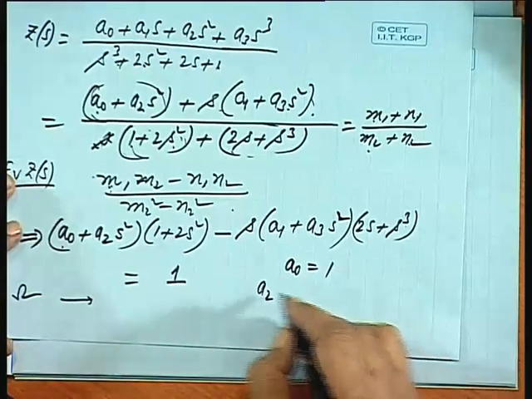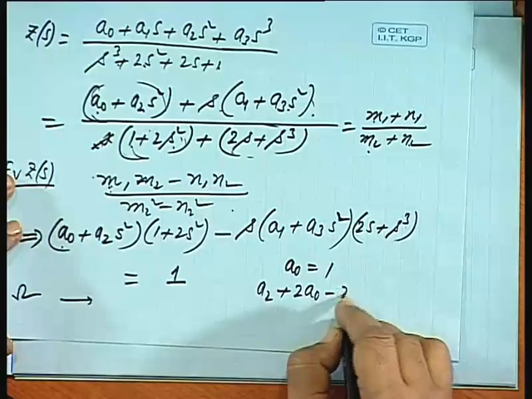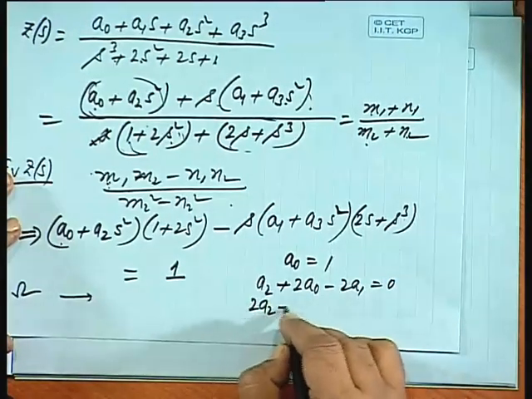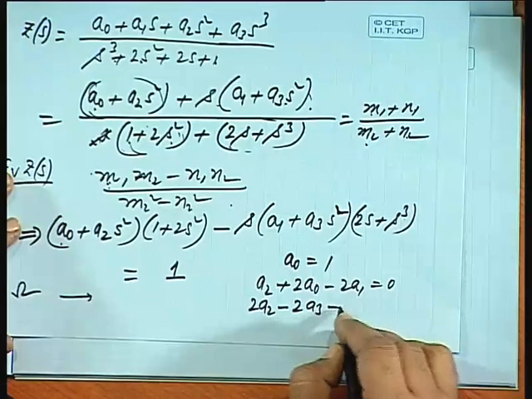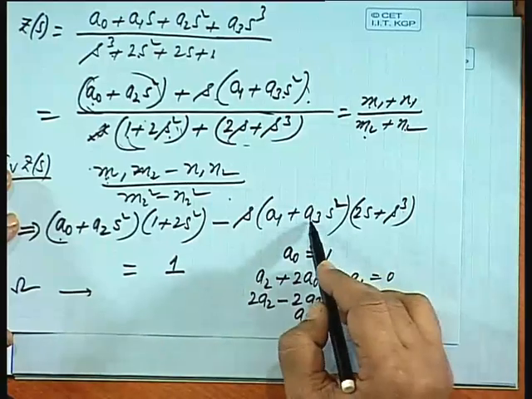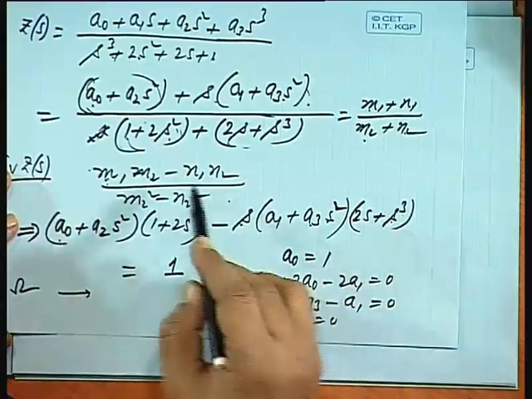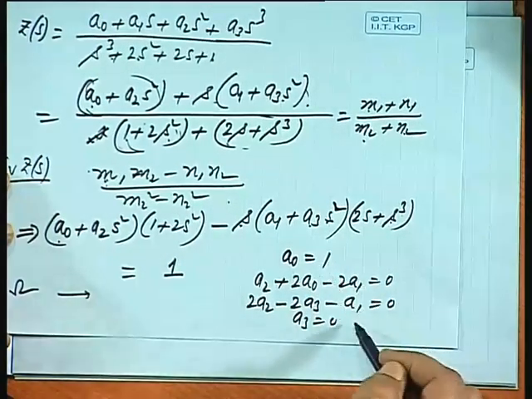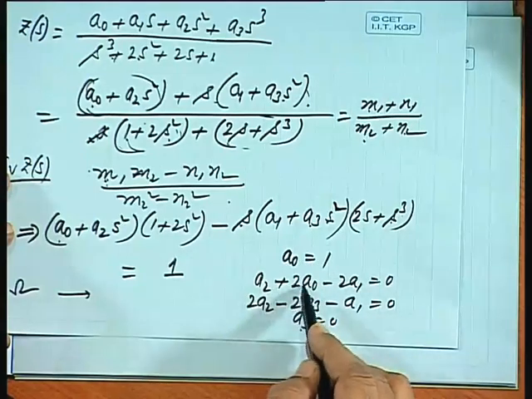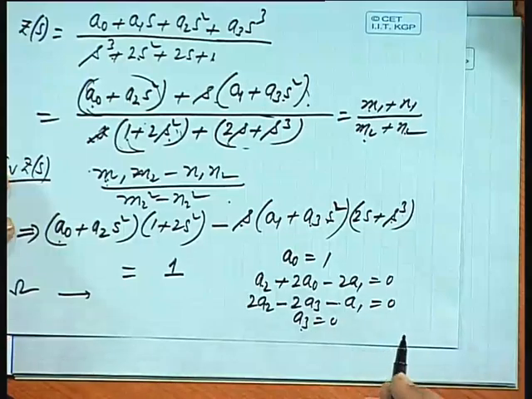So, the equations are, you can check, twice A0 minus twice A1 is equal to 0, then twice A2 minus twice A3 minus A1 is equal to 0, and A3 is equal to 0. See, A3 into S square into S cube, so A3 into S to the power 6, and there is no S to the power 6 term. So, A3 is 0. Substitute it there, and A1, A0 you substitute here. So, you get 2 equations in A2 and A1, solve them, you get all the coefficients.